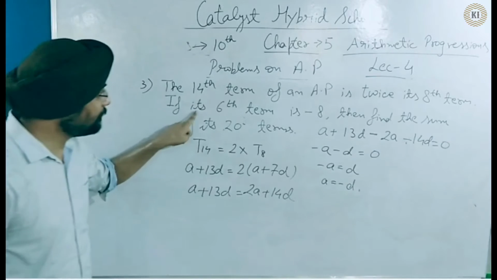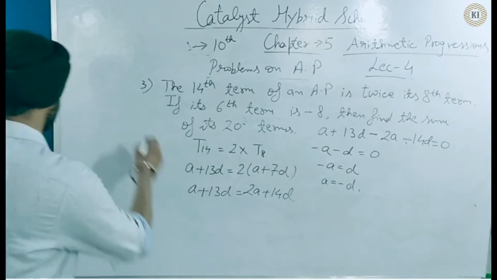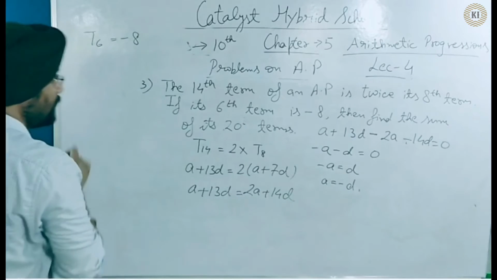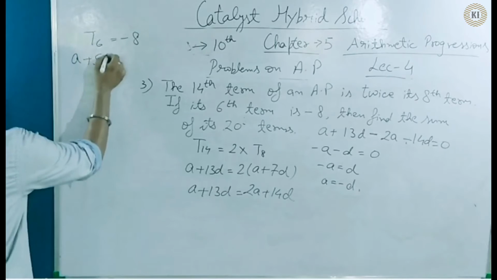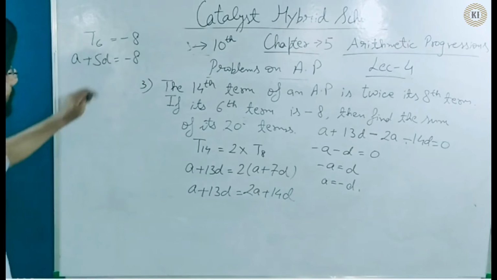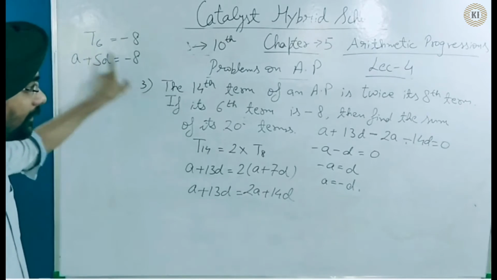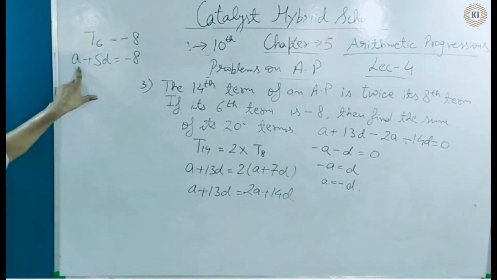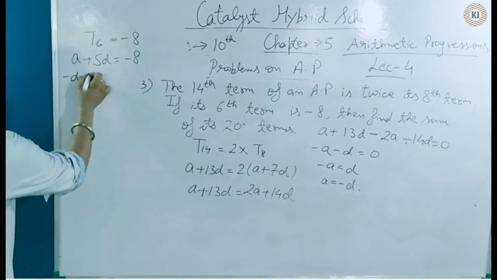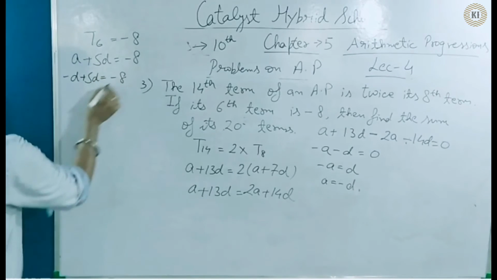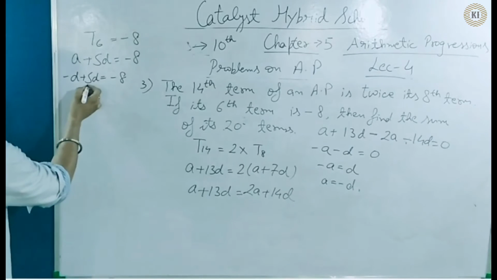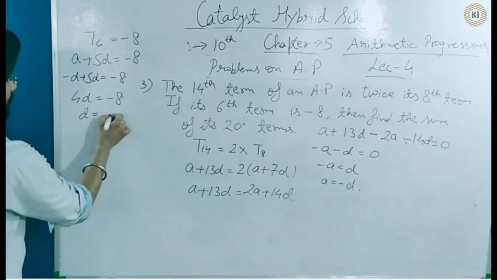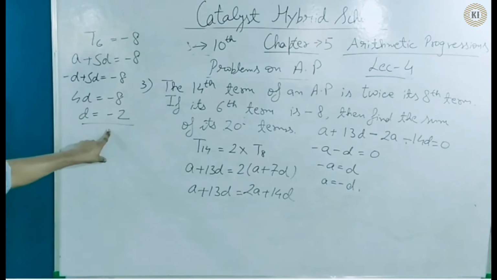Second, if its 6th term is -8, so 6th term is T of 6, value is given as -8. So we can write a plus 5d is equal to -8, as the 6th term is a plus 5d. Now value of a is what here? -d. So in place of a here we can write -d. So -d plus 5d will be equal to -8, 5d minus d will be your 4d will be equal to -8. Value of d will be equal to -2.